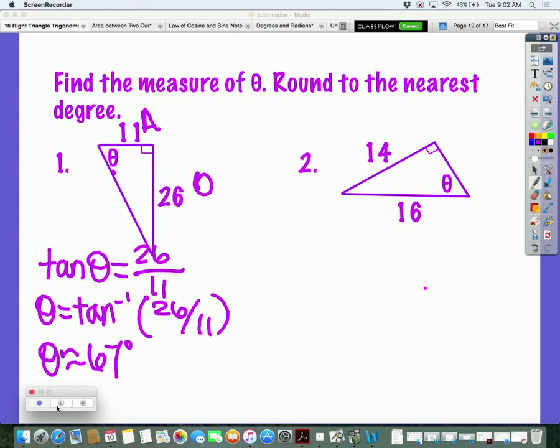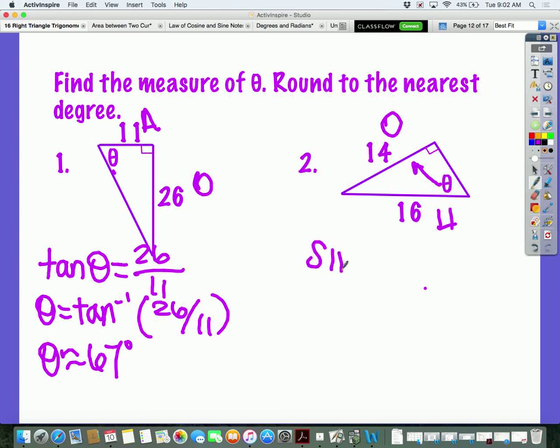That is my opposite side. It is across from that theta, an acute angle. What is 16? The hypotenuse is across from my 90-degree angle, so I'm going to use what here? Sine. So it's going to be sine of theta equals 14 over 16.